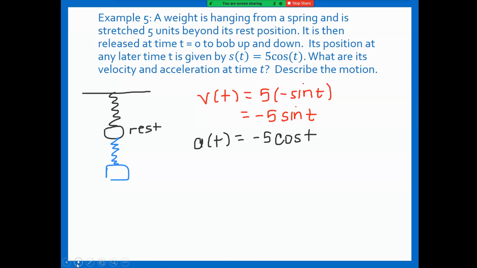Describe the motion. So in order to describe its motion, I want to talk about a couple things. If you look at your original function, what's the amplitude of the original function? 5. So what's that make the range of the original function? Yeah, the range is 10, right? Because it's going to be 5 to negative 5.